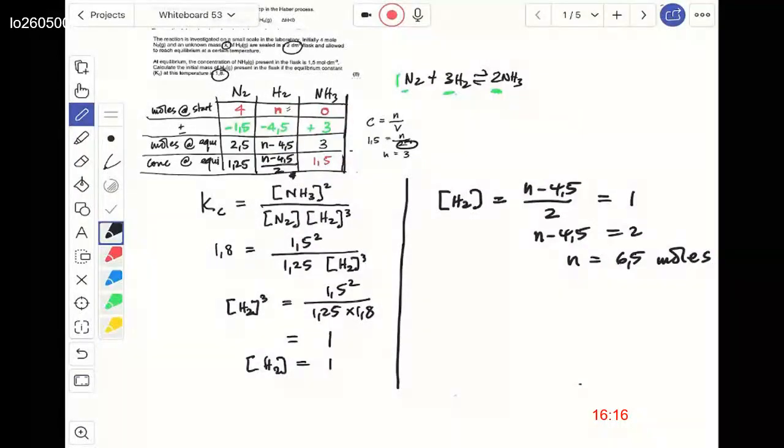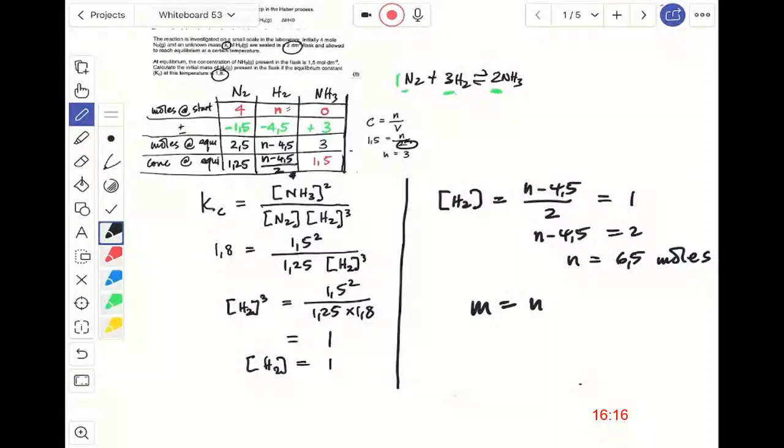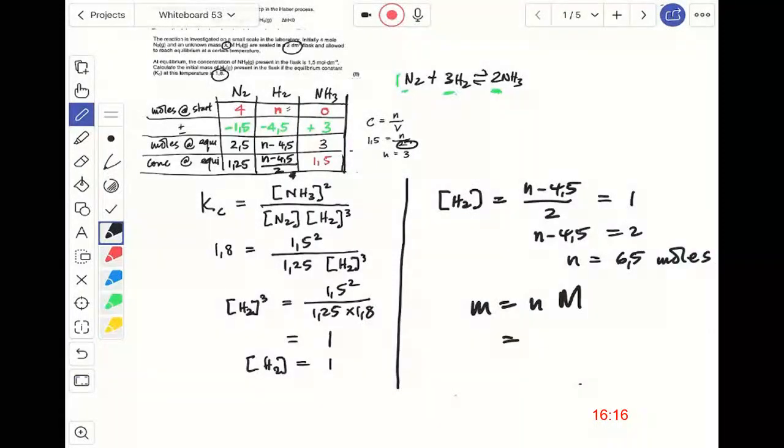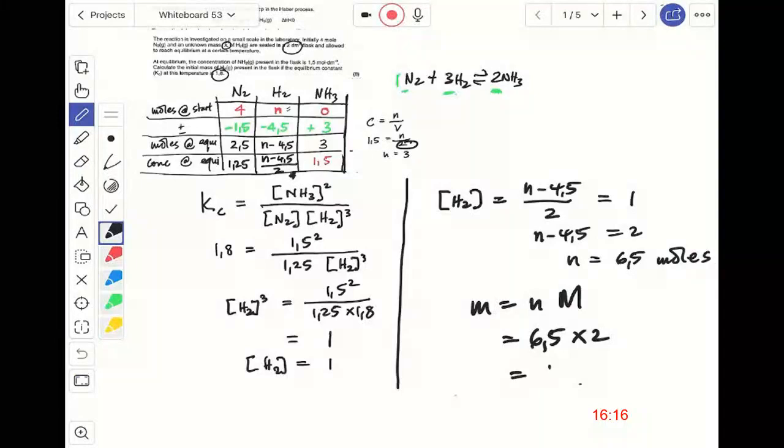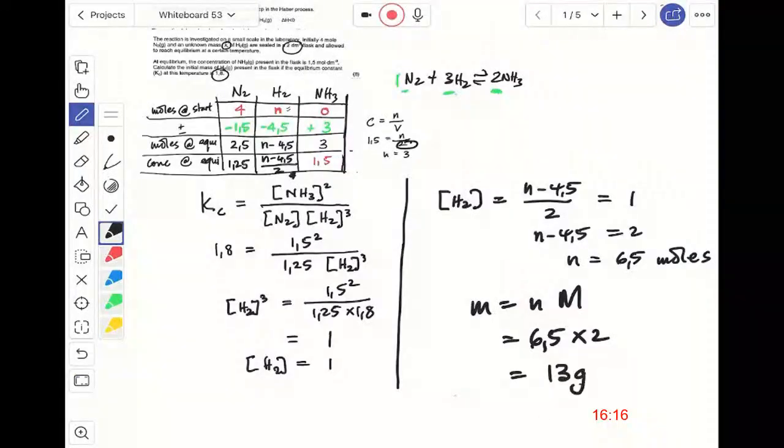But remember, we wanted mass. And in particular, the mass of hydrogen. We now know the number of moles, and mass is equal to moles times the molar mass. So I've got 6,5 moles times 2, and I get 13 grams.